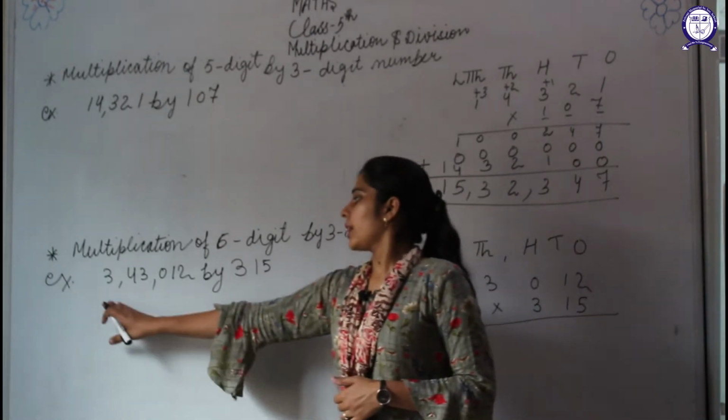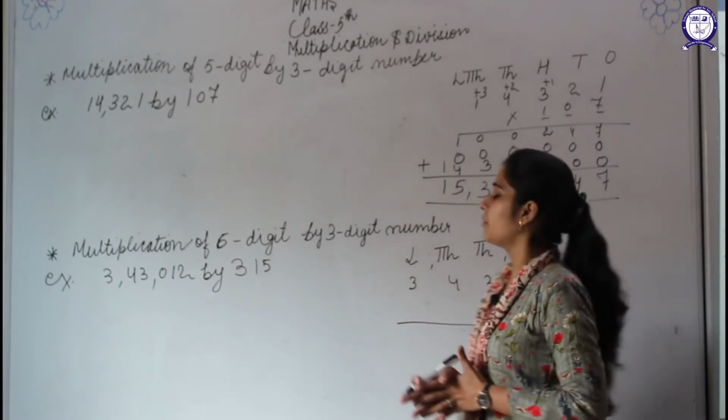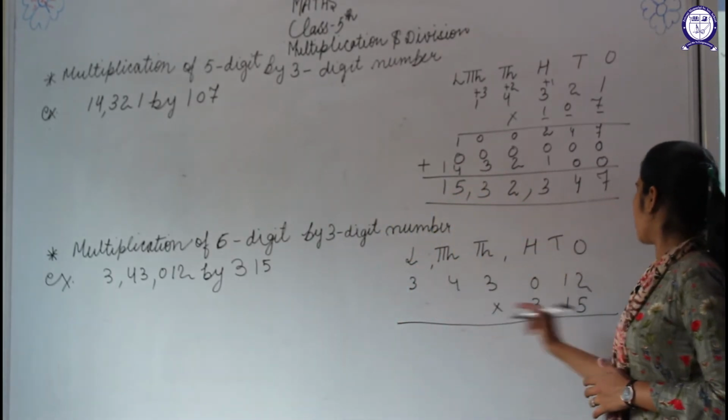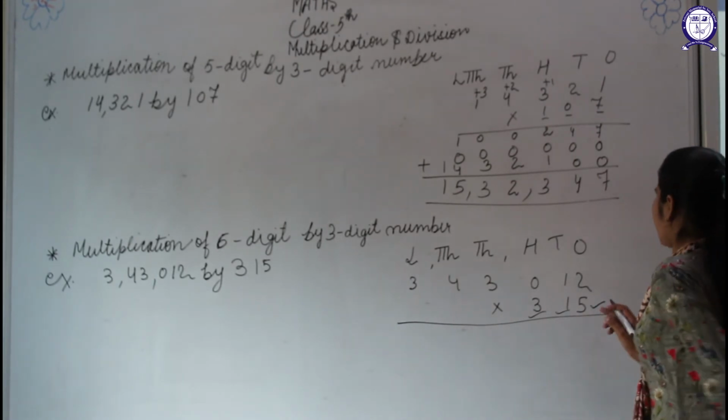Now multiplication of 6 digit. Here we are having 3,43,012. We need to multiply this by 315. Now we will multiply this whole number first by 5, then by 1, then by 3. Now first multiply with 5.